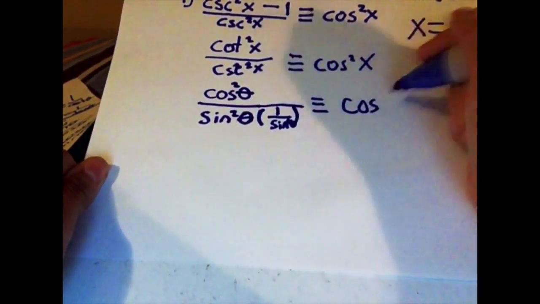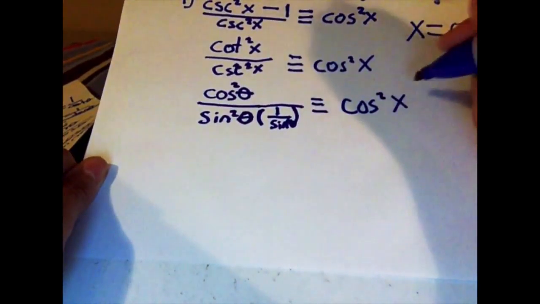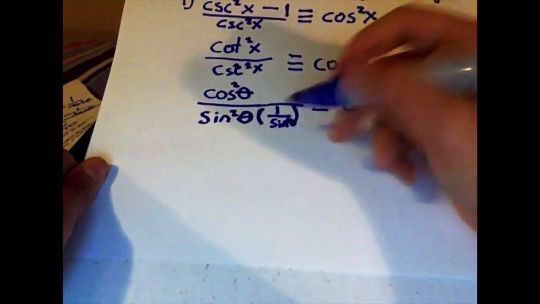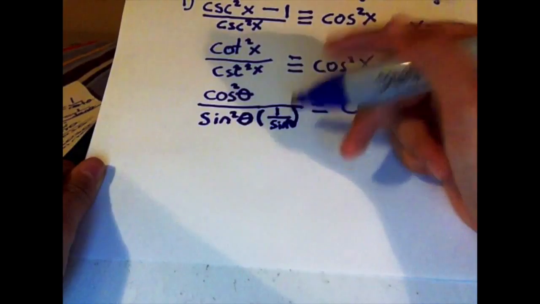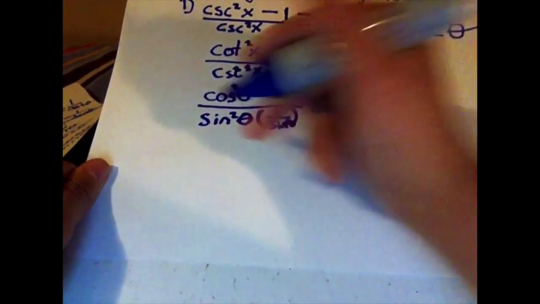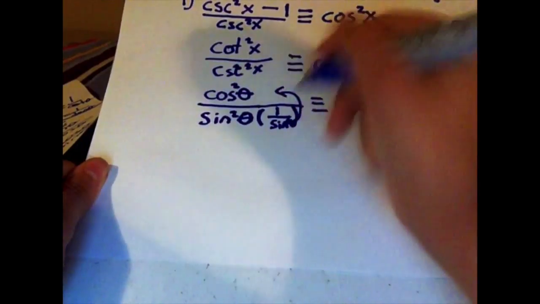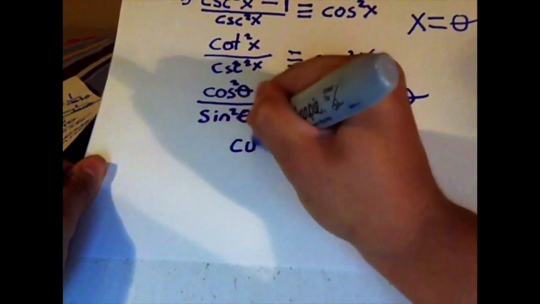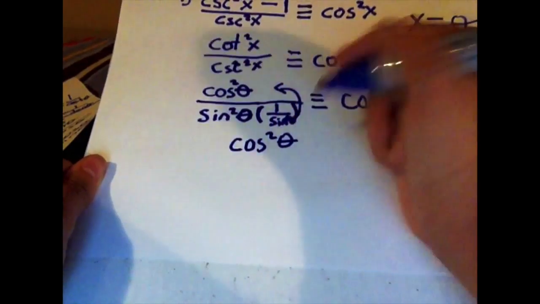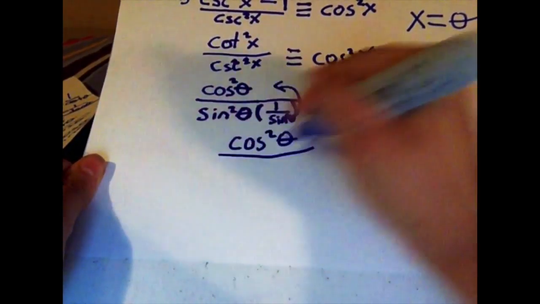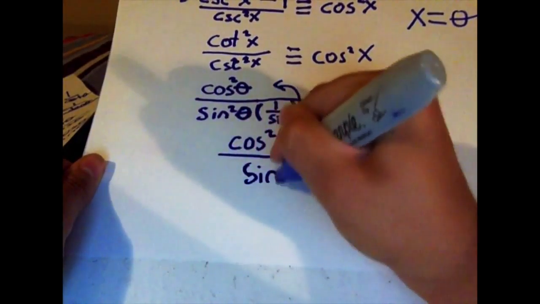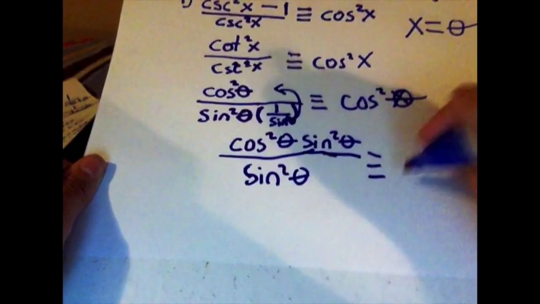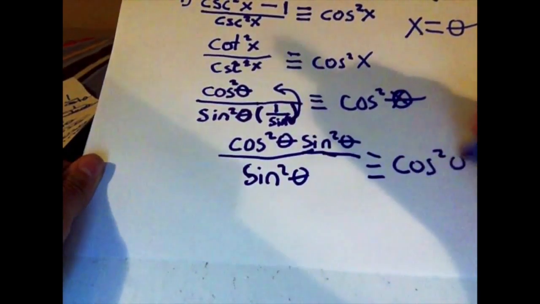So when you have a fraction in the denominator, the denominator of that fraction becomes a numerator. So it would actually be cosine squared delta, or x, remember it's the same thing, times sine squared delta over cosine squared delta, is equal to cosine squared delta.